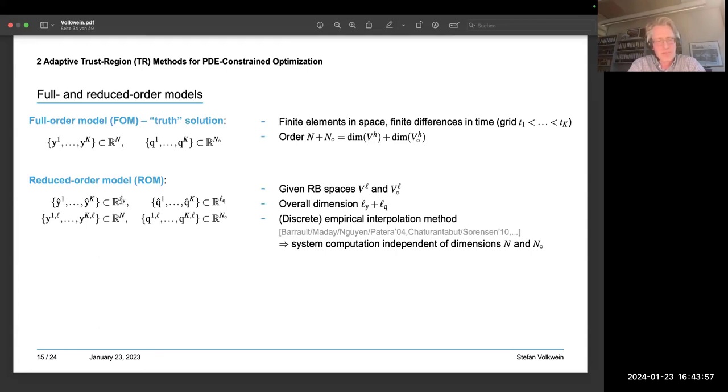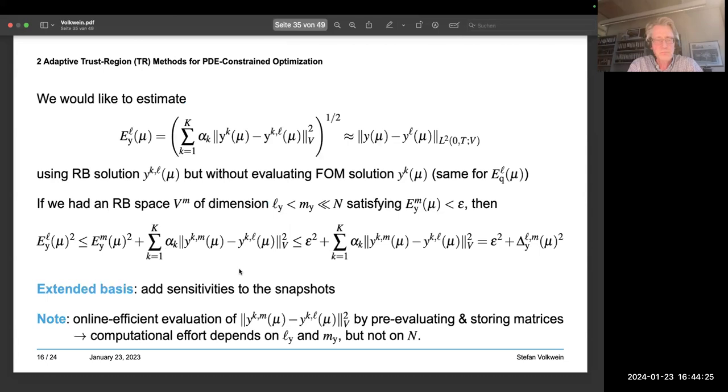So we have some smaller spaces, this Ly. Of course, we need something like discrete empirical interpolation methods to handle the nonlinearities. We have a basis for the y. This is this VL. We have a different basis for the Q variable. So we have Ly and Lq as the number of basis functions in both spaces. And this gives us this reduced order approximation. So the idea now is, okay, we cannot derive an analytic estimate for this case.